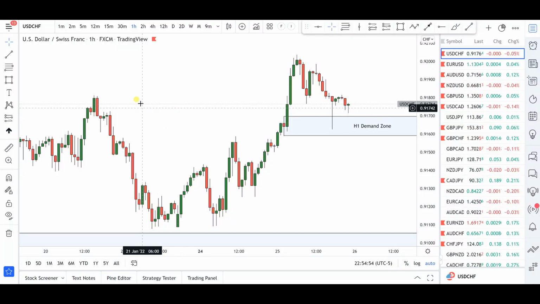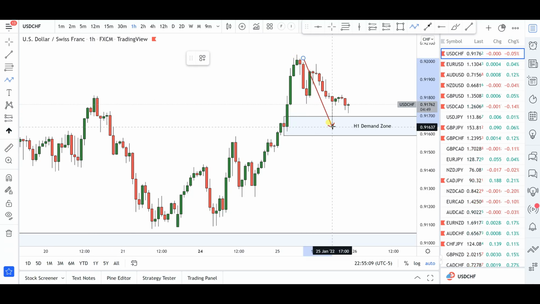Now, taking a look at US dollar Swiss franc, you can see here we have price deep into this particular demand zone that I have identified. This demand zone was formed as a result of this break of structure right here. Price has now retraced into that demand zone, and you can see we are bouncing off of it slowly but surely. But again, this is the Asian session, and I don't like to trade bounces in the Asian session.